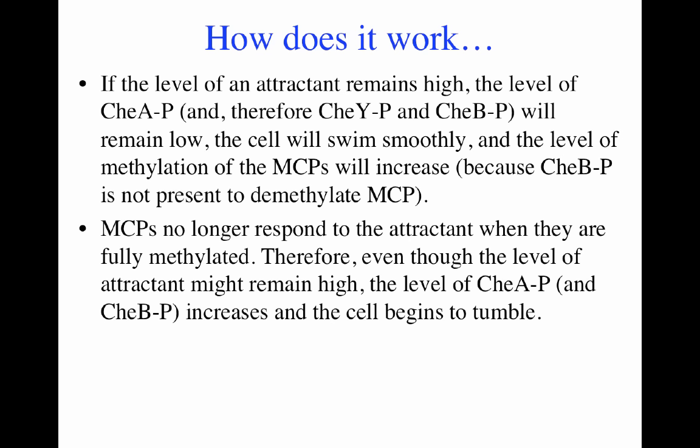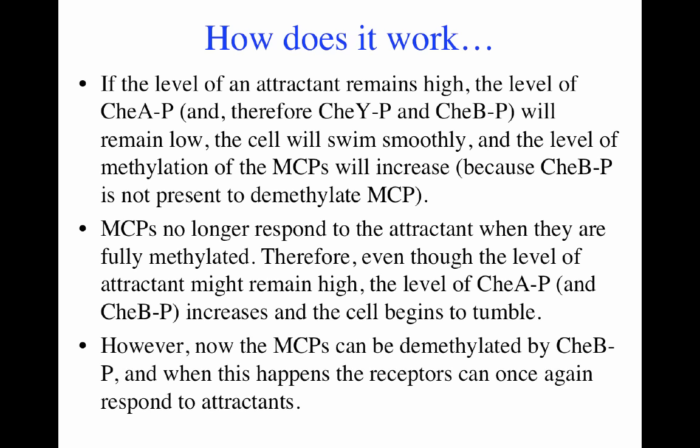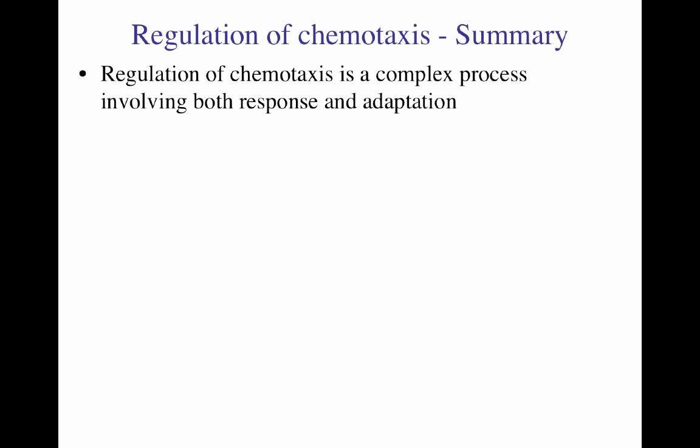MCPs no longer respond to the attractant when they are completely, fully methylated. Therefore, even though the level of attractant may remain high, the level of CheA phosphate and CheB phosphate increases and the cell now begins to tumble. However, now the MCP can be demethylated by the CheB phosphate, and when this happens, the receptor once again can respond to attractants and allow the cell to run.